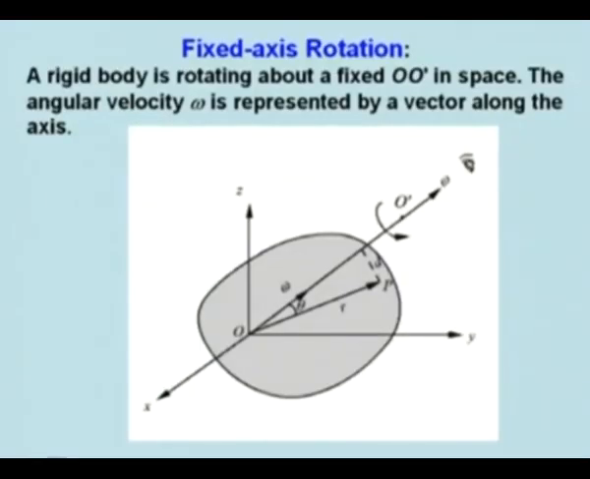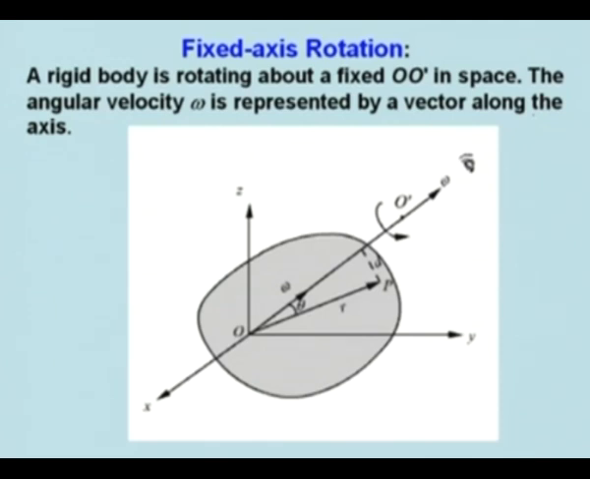Now let us discuss another type of motion. This was the translation, and the other type is fixed axis rotation. A rigid body is rotating about a fixed axis O dash in space. Suppose O dash is a fixed axis that the body is rotating about. The angular velocity omega is represented by a vector along the axis.